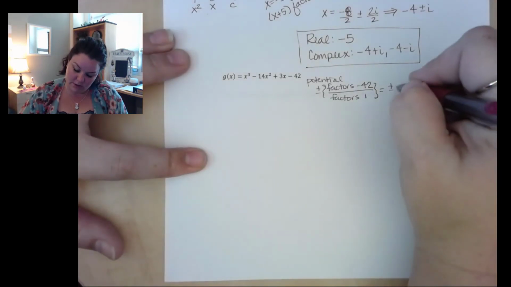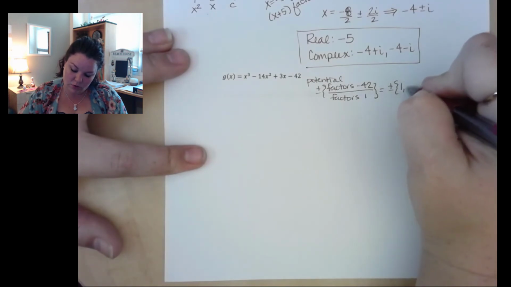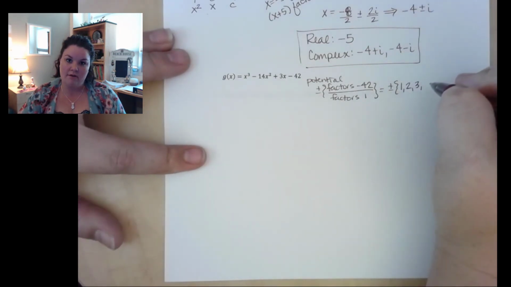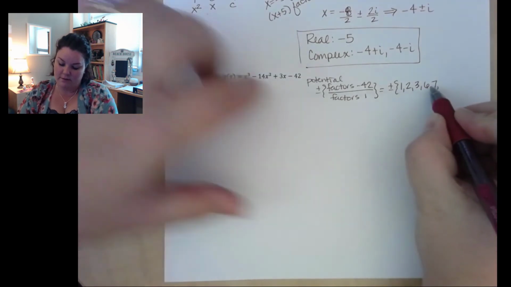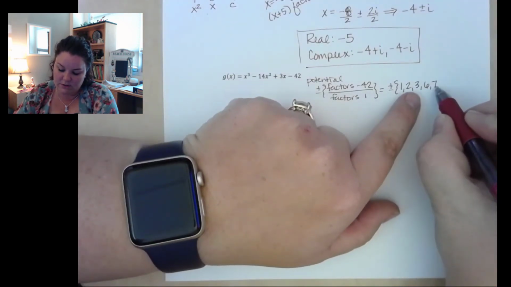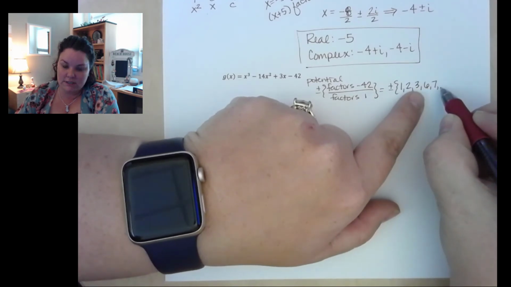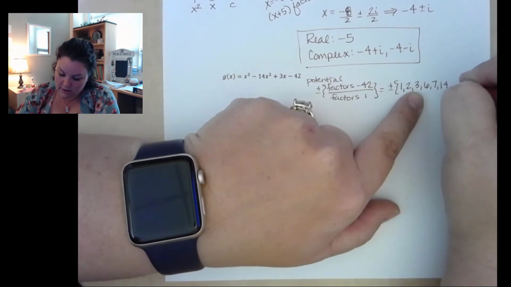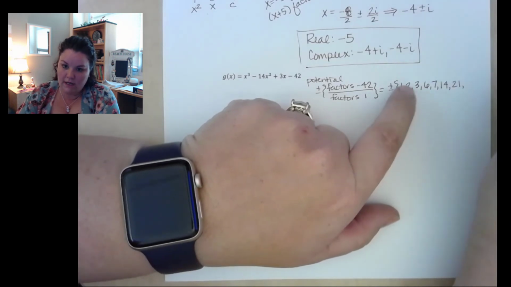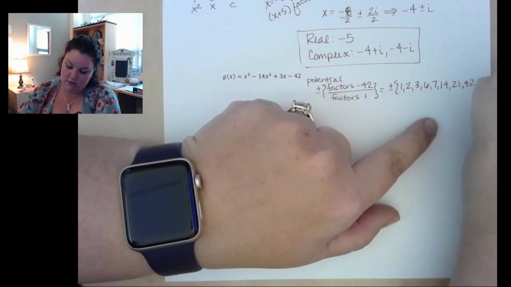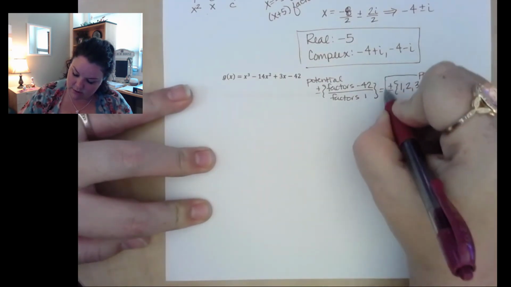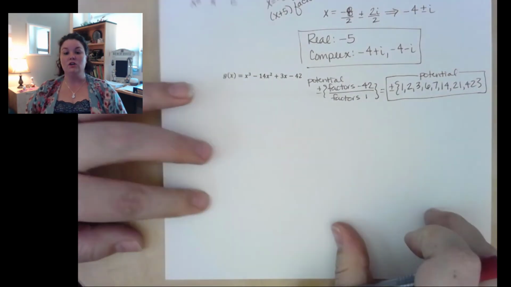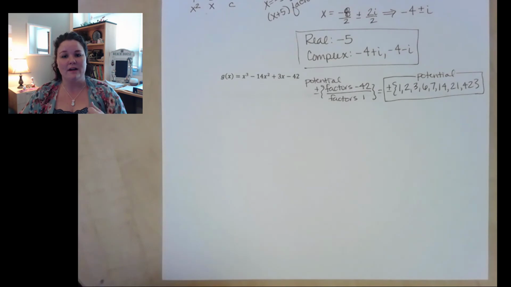Everything that goes into 42 would be 1, 2, 3, not 4, not 5, 6, 7. So 6 times 7 gives me 42, so now I'm pairing it up. 6 and 7 gives me 42, so 3 and 14, and then 2 and 21, and 1 and 42. So these are all my potential zeros. These are the numbers I'm going to start plugging in with synthetic division until I find one that works.